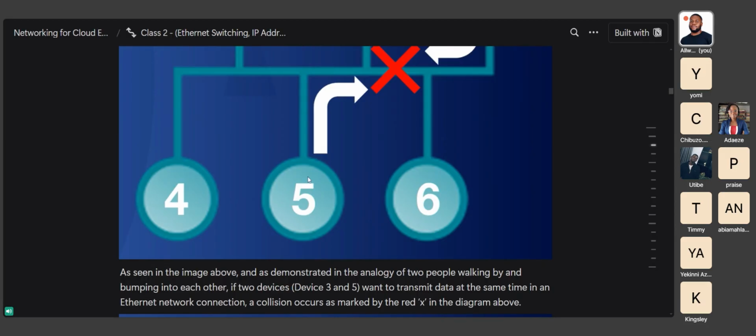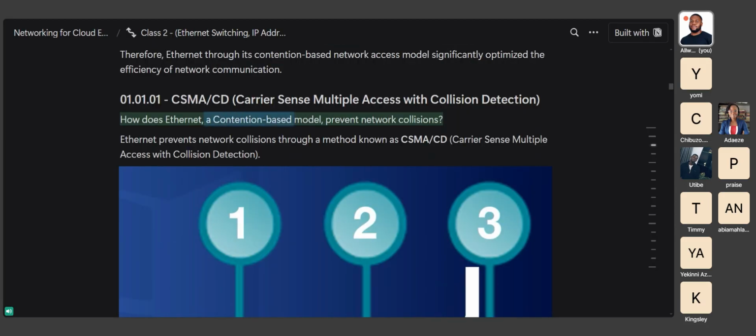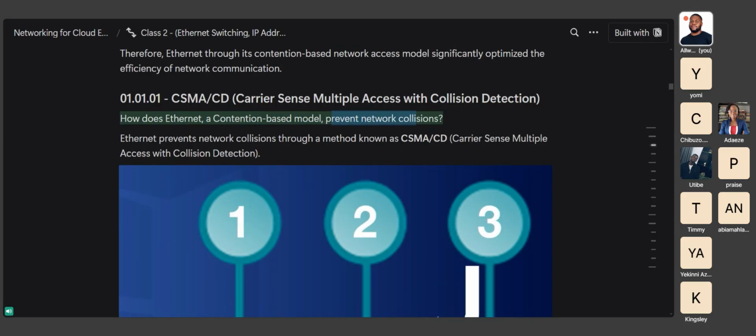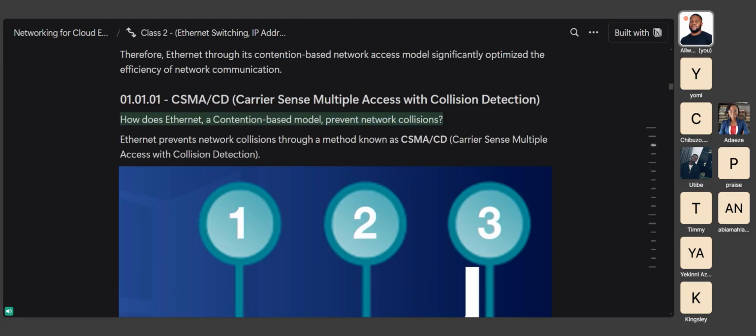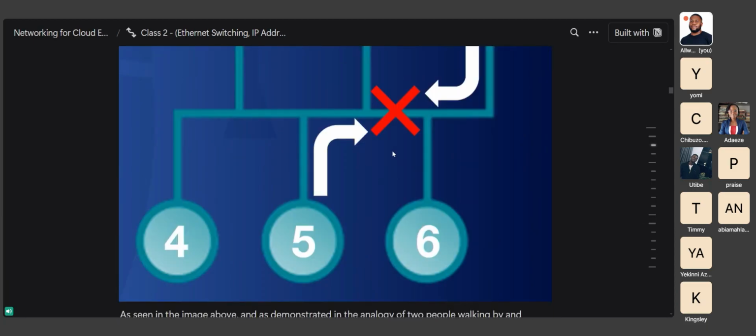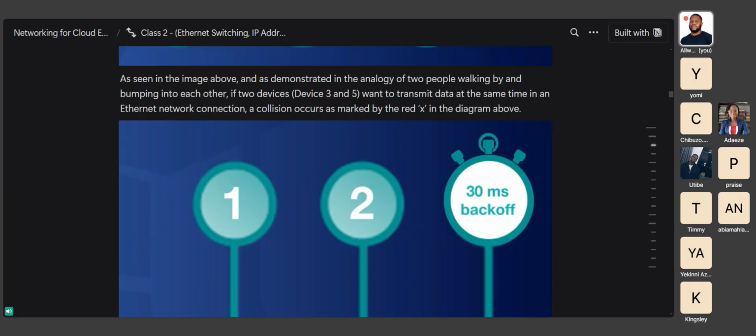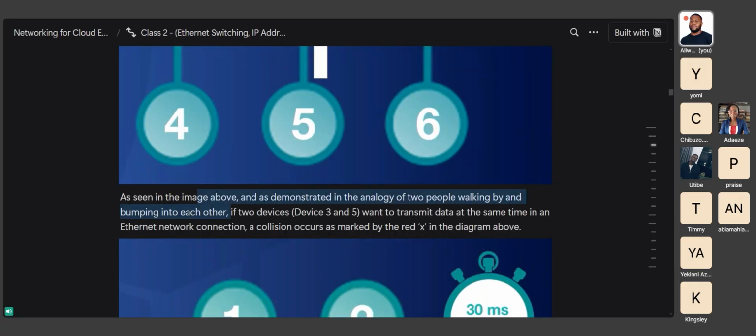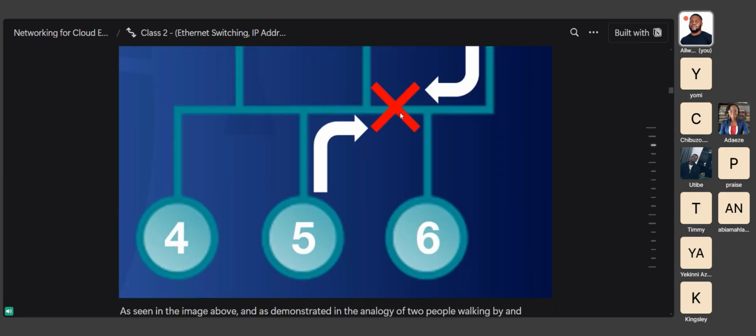Now, how does Ethernet, like I said, solve this problem? How does it prevent these network collisions? It does that through something known as CSMA/CD. Okay. Now, how does that work, right? So as seen in the image above, and as demonstrated in the analogy of two people walking by and bumping into each other, if two devices, device 3 and 5, want to transmit data at the same time in an Ethernet network connection, a collision occurs, as marked by the red X in the diagram here.